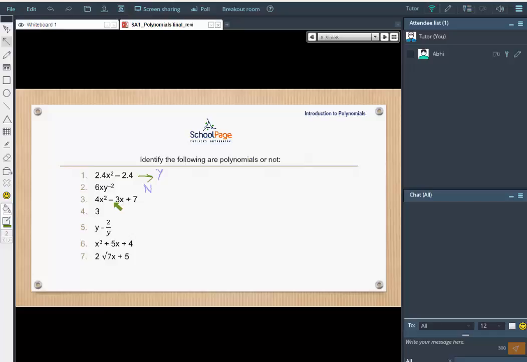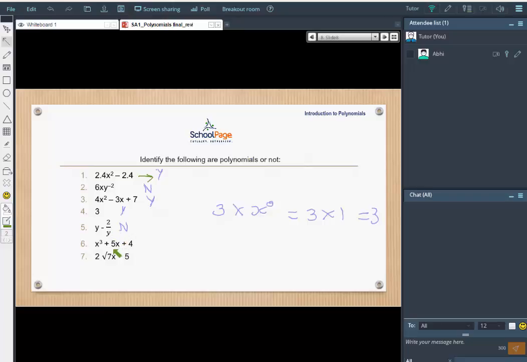Yes, ma'am. And is this a polynomial? Yes, ma'am. Can you tell why? 3 into x to the power of 0 is equal to 3 into 1, which is equal to 3. Correct. Now, can you tell me if this is a polynomial? No, ma'am. And tell me why? Because it's minus 2 divided by y.